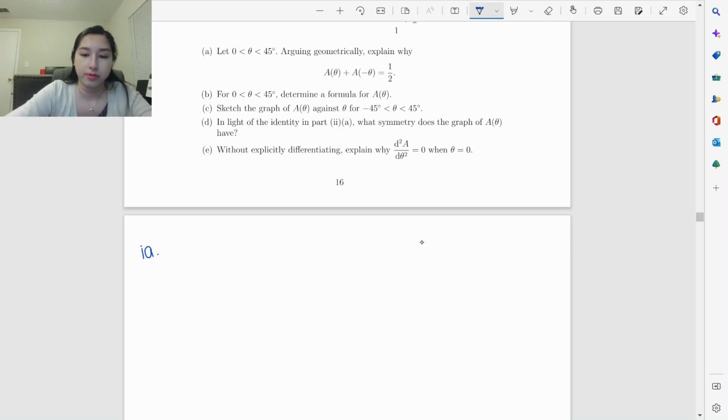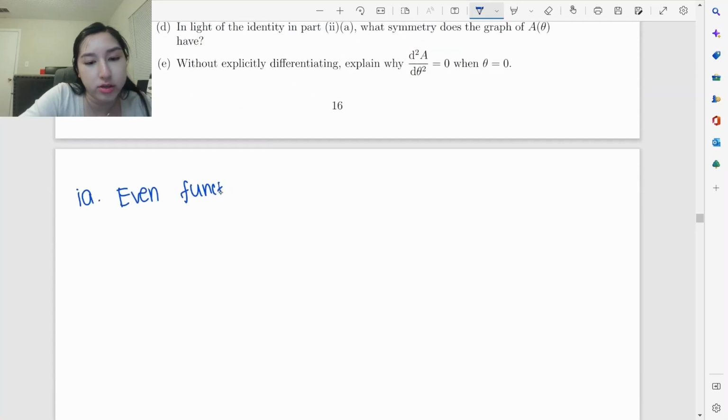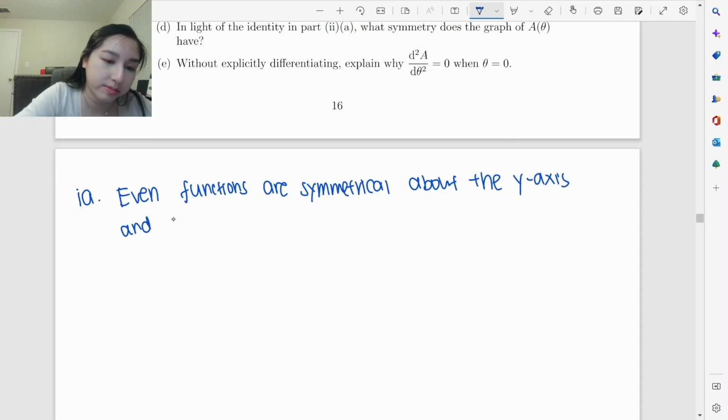So, even functions, let me write it a bit more nicely. Even functions are symmetrical about the y-axis and have mirror symmetry.